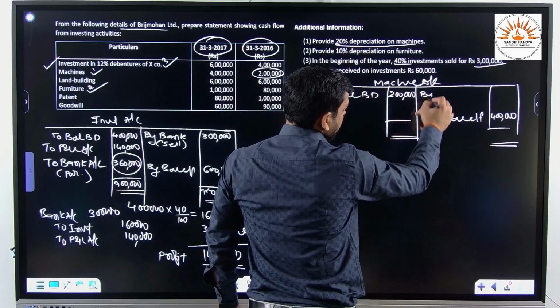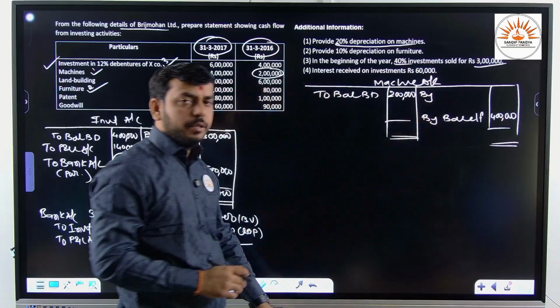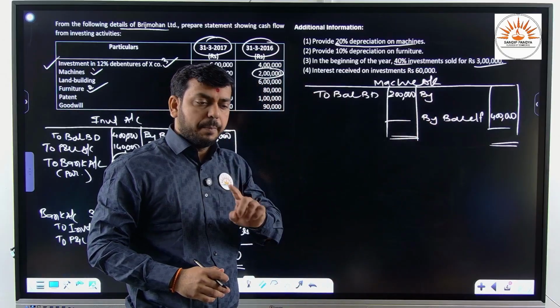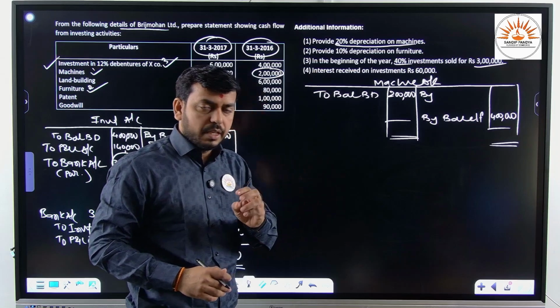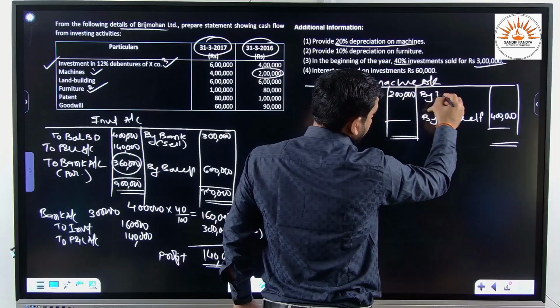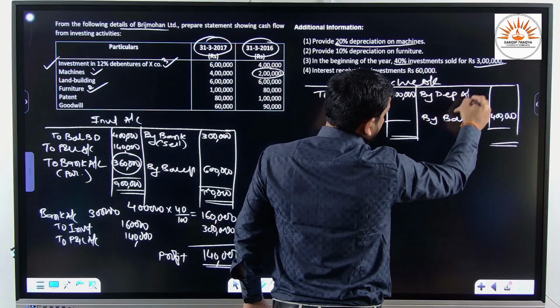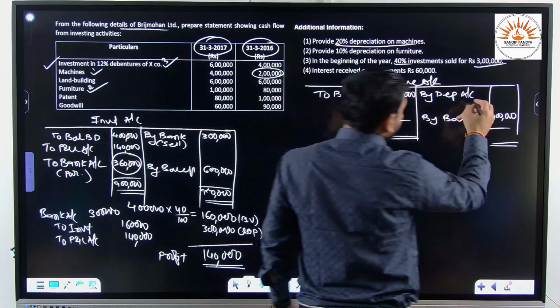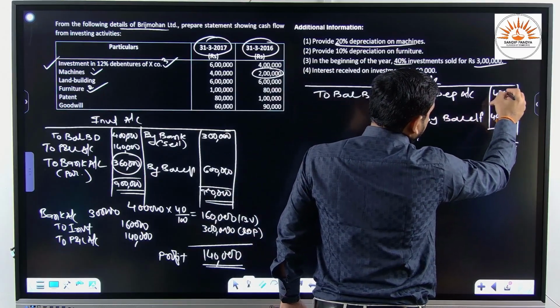So as we know, due to depreciation, value of machine reduces. Hence, what journal entry we usually pass in 11th standard? Depreciation to machine. So in journal entry, we have credited machine account. Hence on machine account credit side, we shall write by depreciation account, 20% of opening value, that is 2 lakhs, which is 40,000.